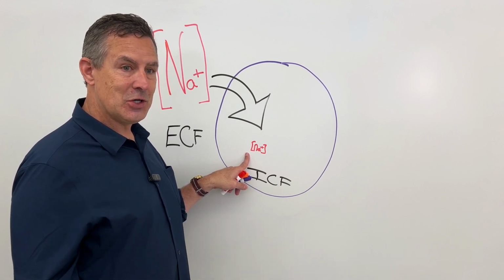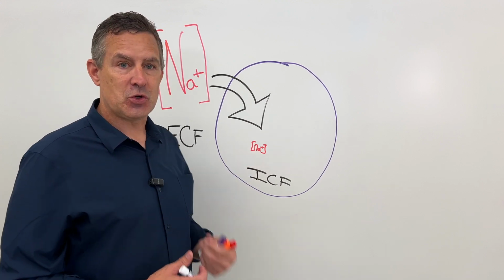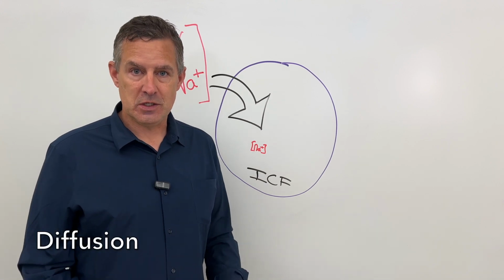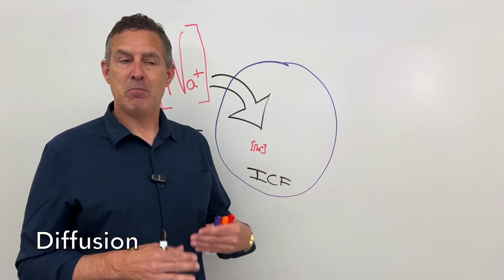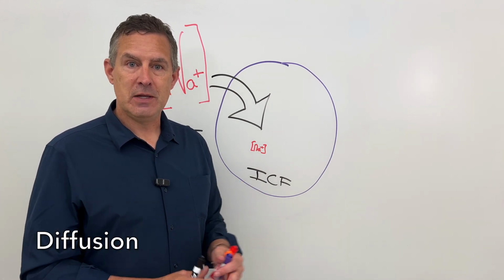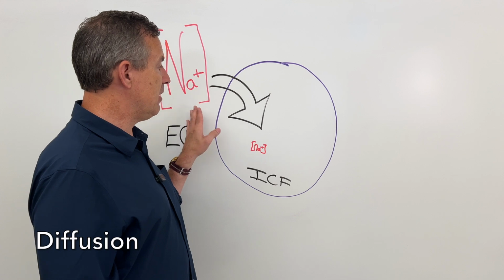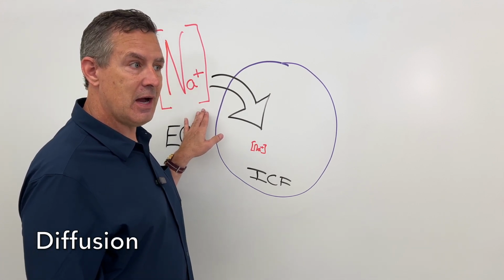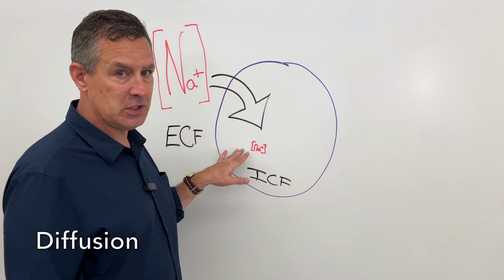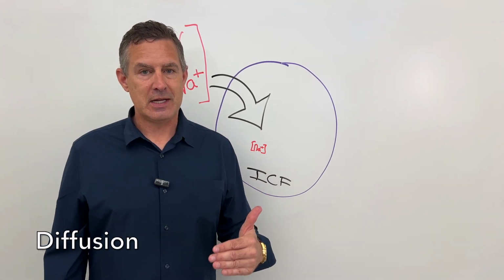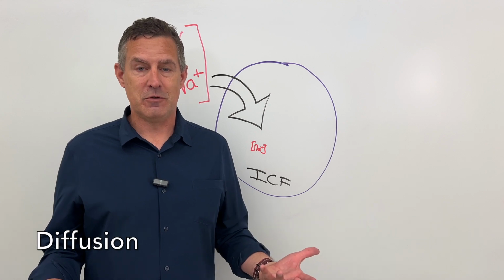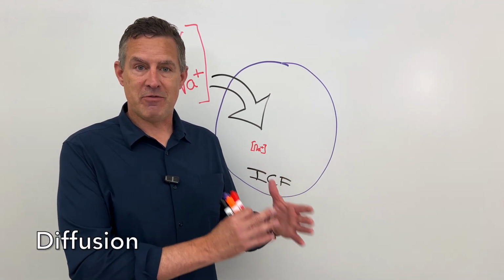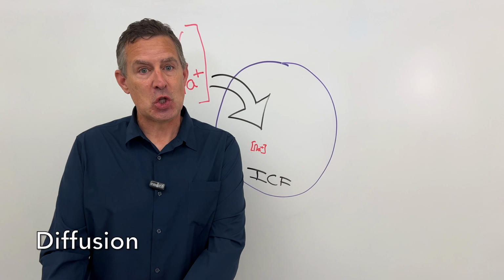And to be clear, that is also describing the process of diffusion. Diffusion is the passive movement. Passive means it does not require energy. It is the passive movement of sodium from an area of high concentration to low concentration. And let me re-articulate that. Diffusion is the movement of anything within the universe from an area of high concentration to an area of lower concentration.